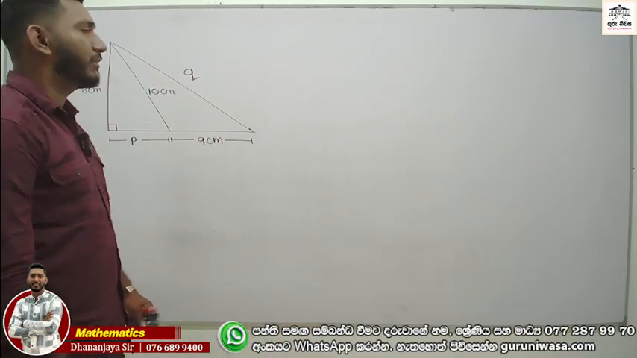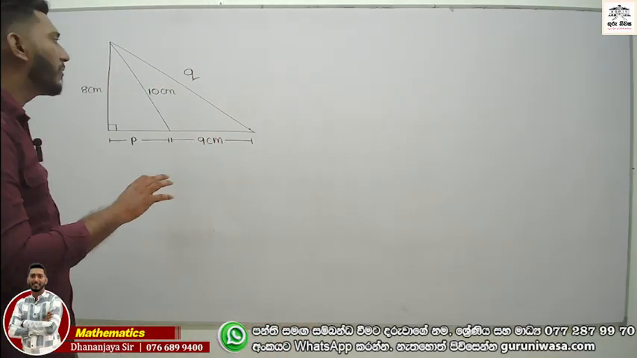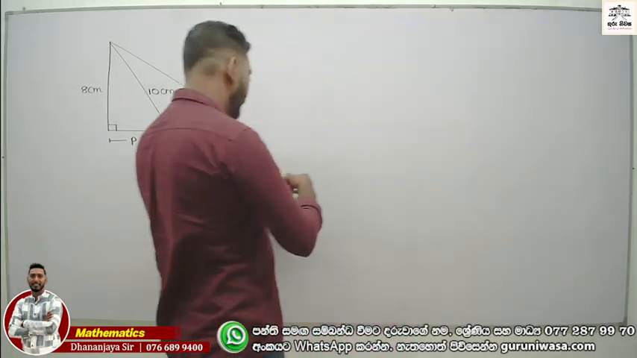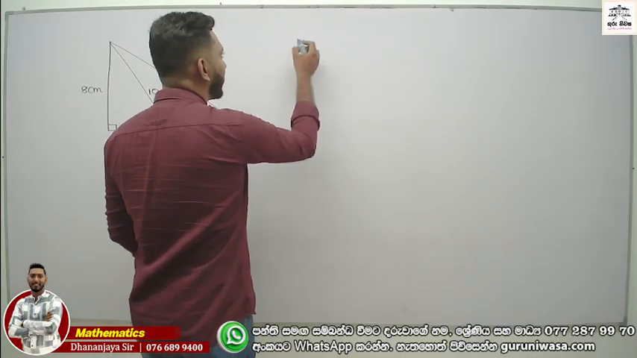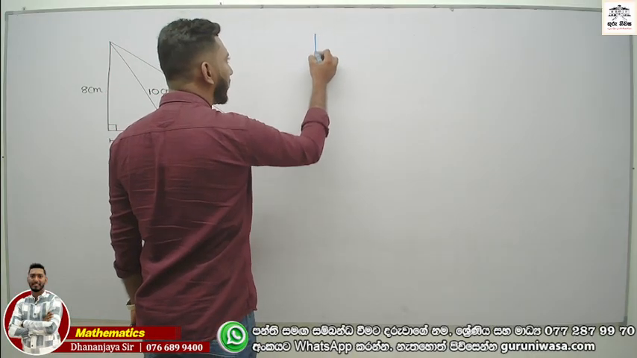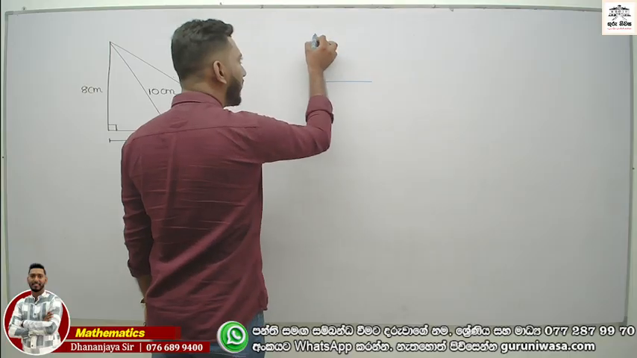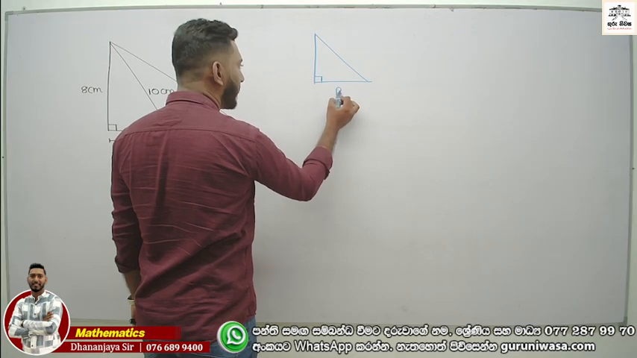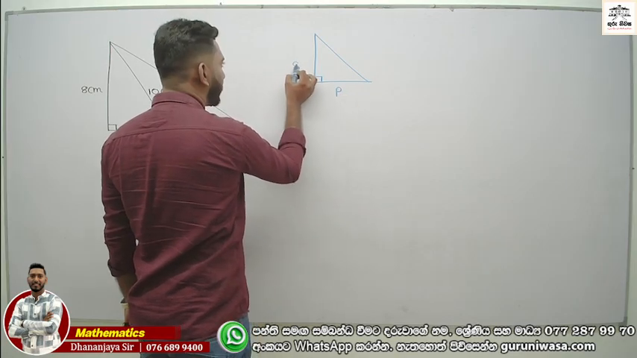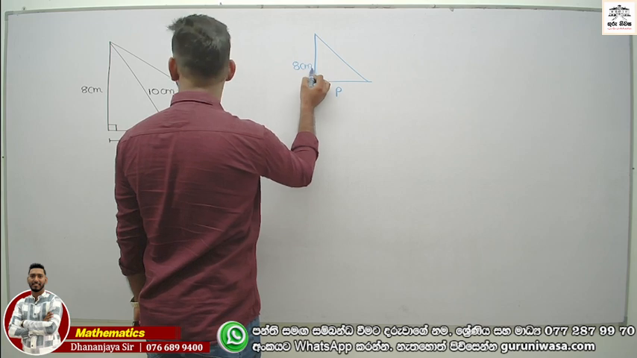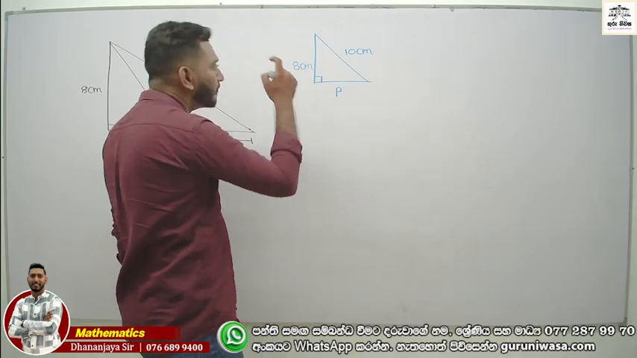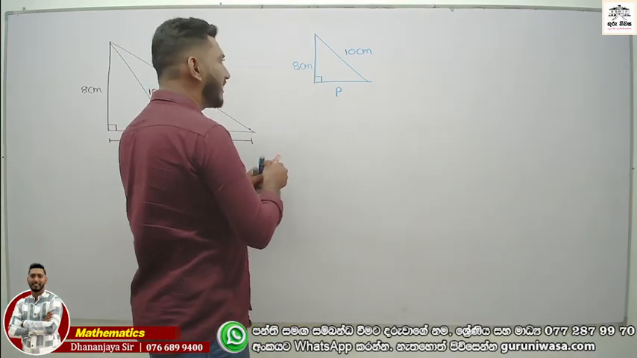Right. Viduri, look at the board now. Now, how many right-angled triangles are there? There are two right angles. I'm going to draw the first one as a small one. Now look at this. This is a small right-angled triangle. And this one is P, this one is 8, and this one is 10. Now 10 is the hypotenuse.